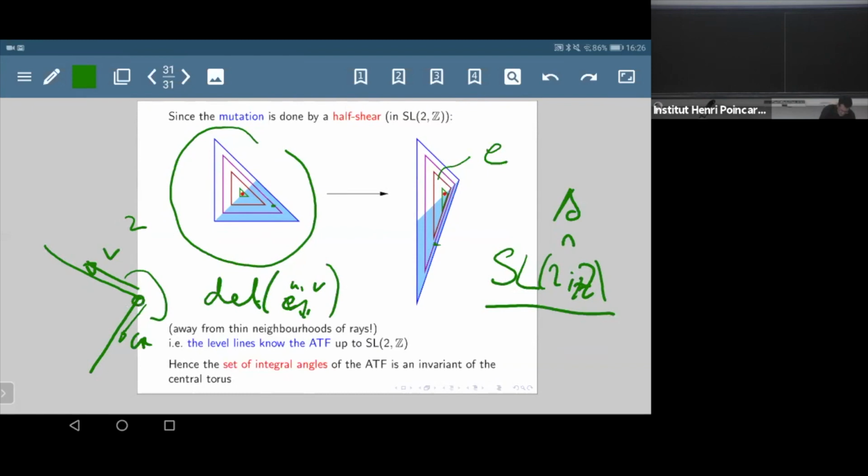So there are other ways, but it's very convenient to just enumerate the integral angles, and this gives you an invariant for the basis, and then for the torus, and then for the cube.